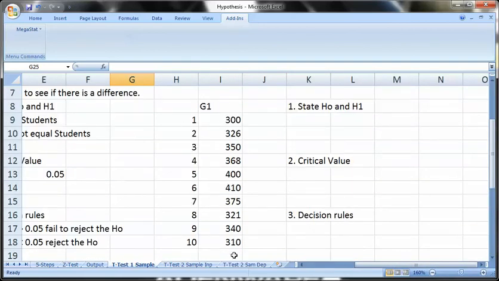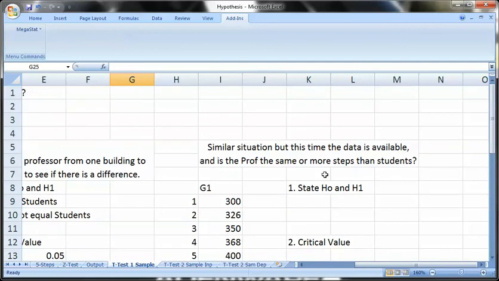In this case we have 10 instead of 30. Similar situation, I'm changing it up a little bit. Is the professor's the same or more steps than the students? Now the key phrase here is the same and more. So this is going to be a null hypothesis type statement.